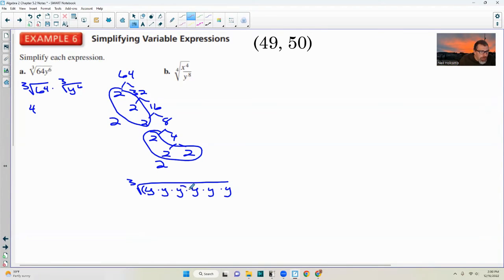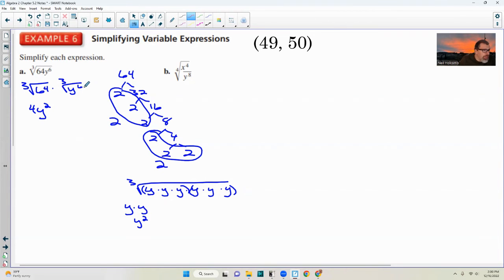Well, I have 3 y's right here, which would become 1 y outside. I have 3 y's here that would become another y outside, and y times y is y squared. So my answer is 4y squared. So again, recapping, factor tree for the numerical portion.